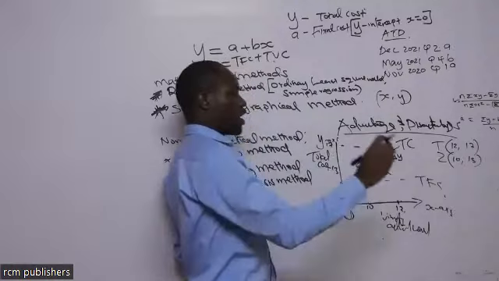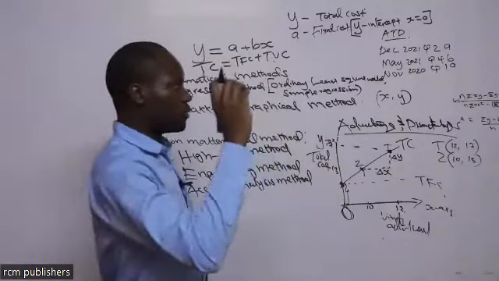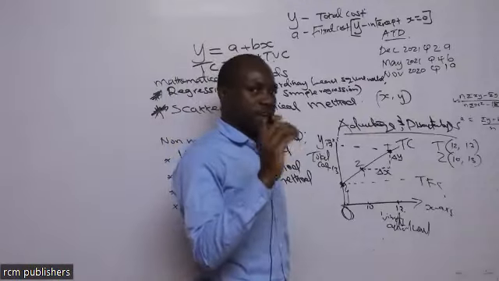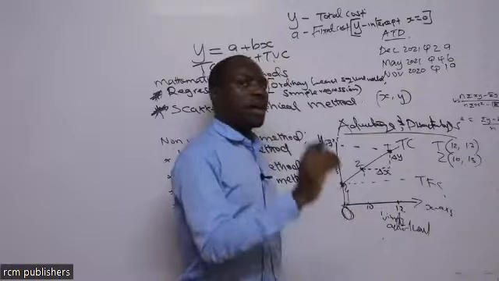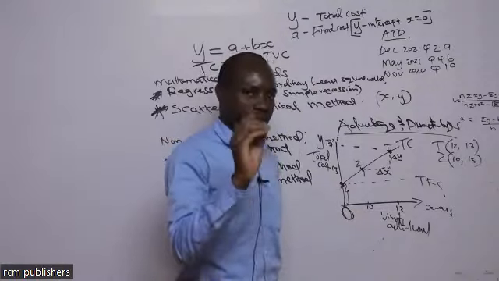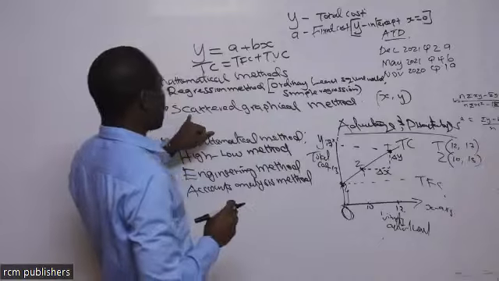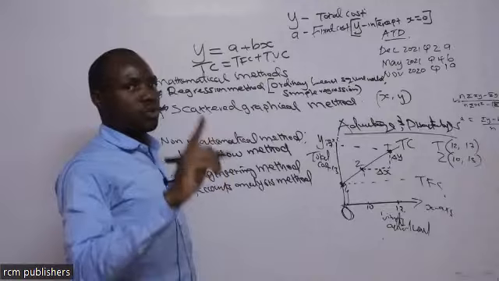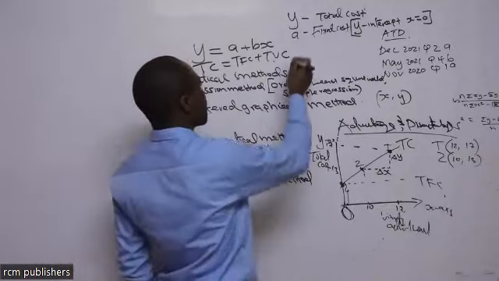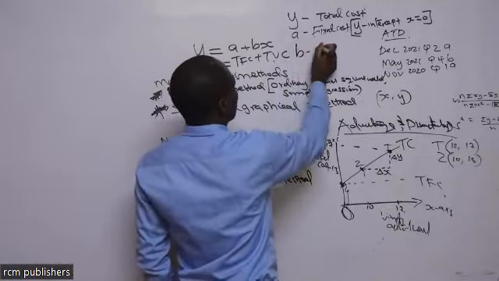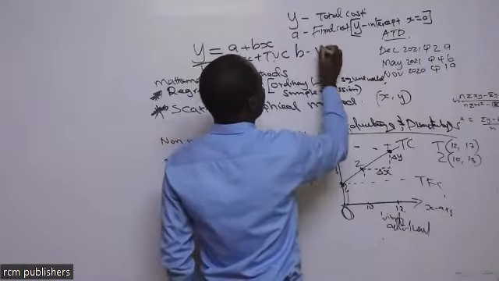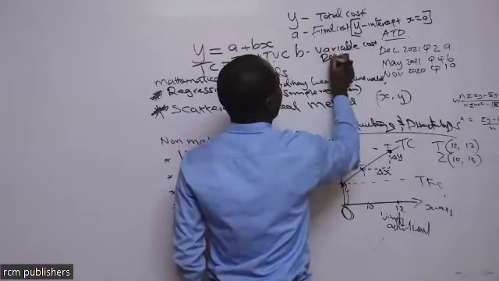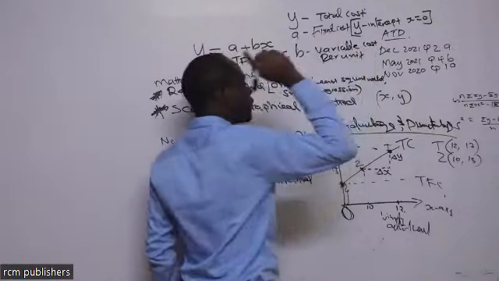When I put change in y over change in x, I'm going to get what we call the gradient, the slope of the curve. That slope of the curve, as far as management accounting is concerned, as far as our topic number 3 and the scattergraph method are concerned, we are not going to call it the slope. We are not going to call it the gradient, but we call it the variable cost per unit of output.